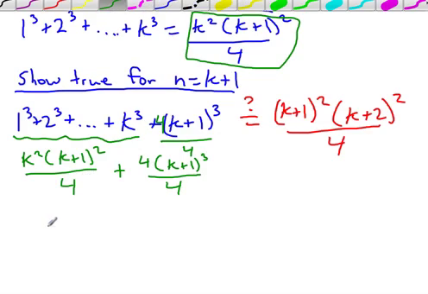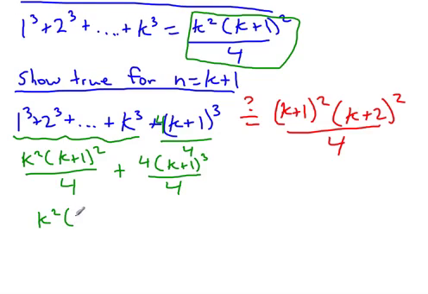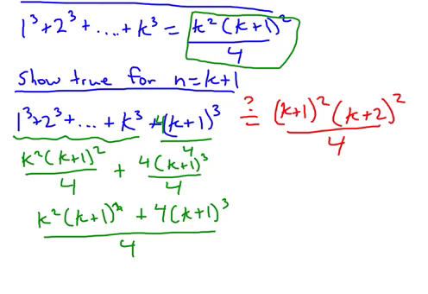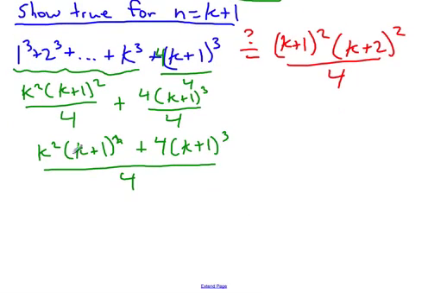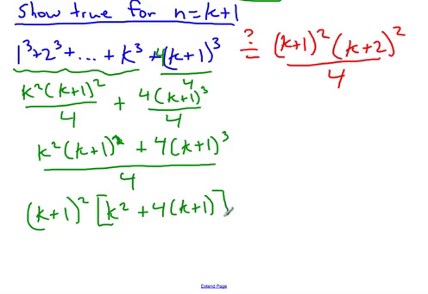So we're going to add these together. We have k squared times k plus 1 squared plus 4 times k plus 1 cubed out of 4. Now you could multiply everything out, but I think there's a simple way to do it. Since we have k plus 1 squared and k plus 1 cubed here, we could factor out a k plus 1 squared, and inside the brackets we'll have k squared plus 4 times k plus 1, all over 4.